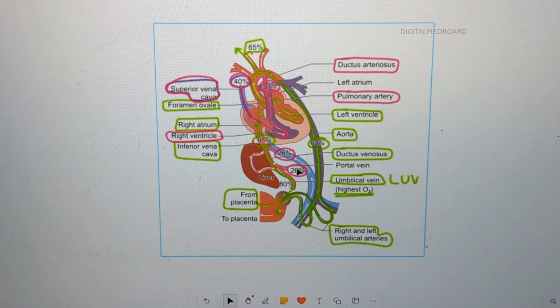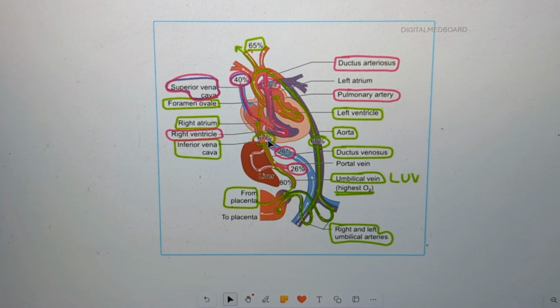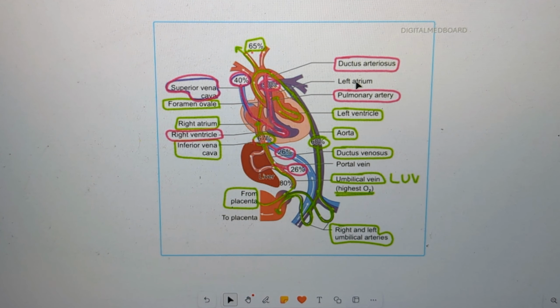Due to this mixing process, the 80% oxygenated blood from the placenta is reduced to 67%, entering the hepatocardiac portion of the inferior vena cava. This 67% oxygenated blood bypasses the lungs and is directed through the foramen ovale into the left atrium. From there, it flows into the left ventricle, then into the ascending aorta, supplying the carotid arteries and the developing brain with 65% oxygenated blood.